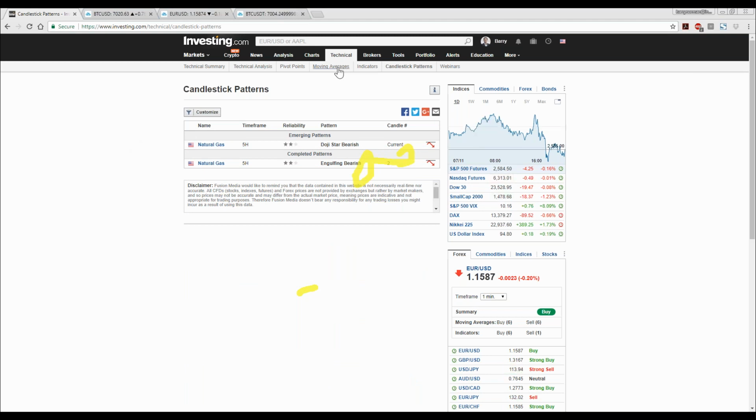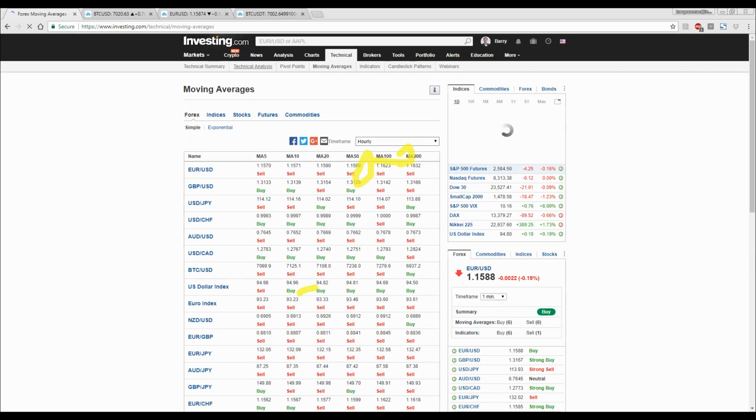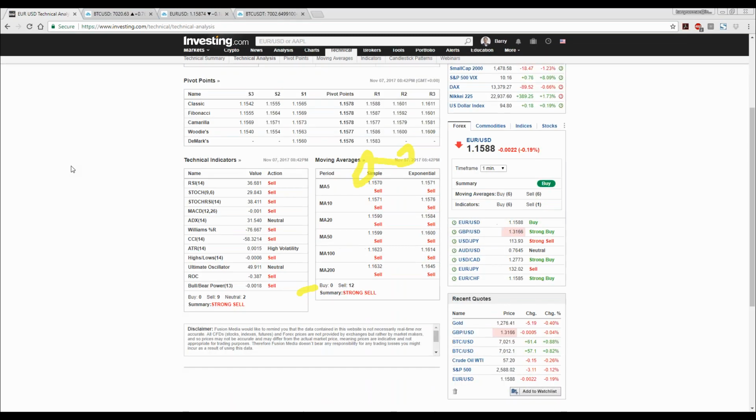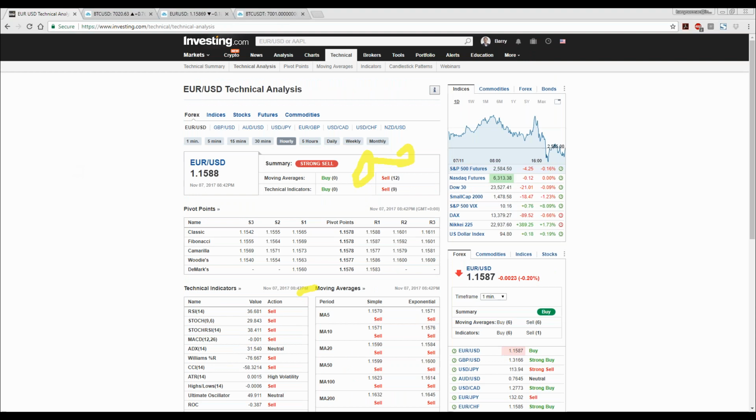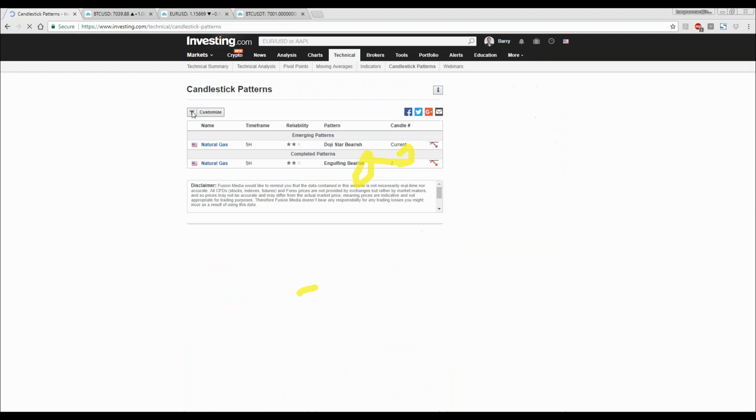So you can customize this all you want, and you don't have to spend your hours looking at candlestick charts. You can get your moving averages, and you can also get all the full technical analysis to place on your charts. So it makes it easy for you. So anytime you want, just go to candlestick patterns.